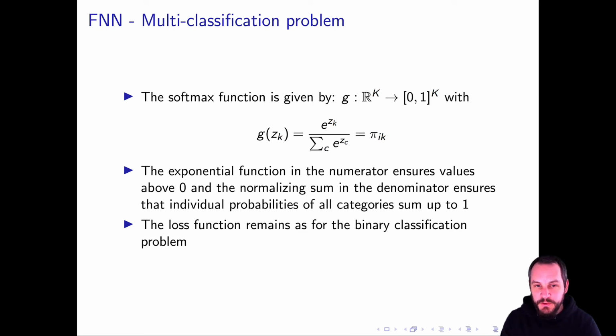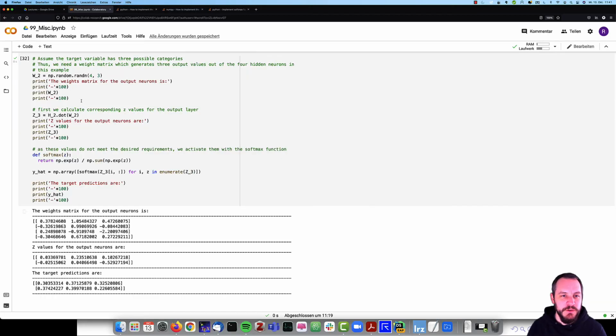And if we have a 2 times 4 and we need a 2 times 3, then obviously we need a 4 times 3 weight matrix in the hidden layer, right? So in order to generate the correct dimensionality for the output neurons. But I hope this will become more clear if we now go to the numerical example.